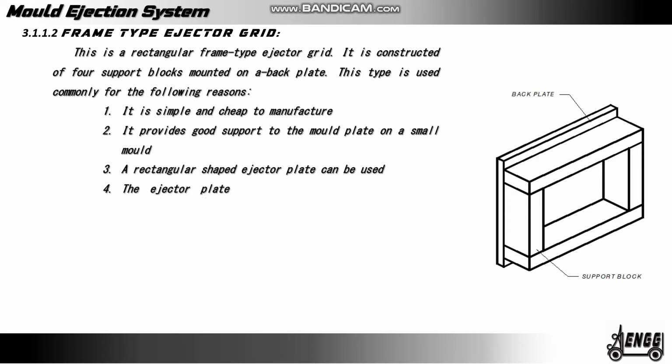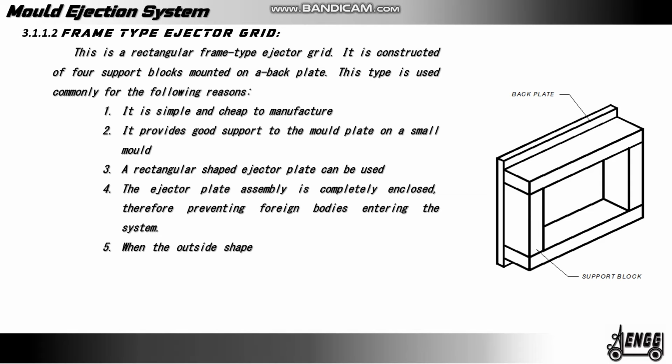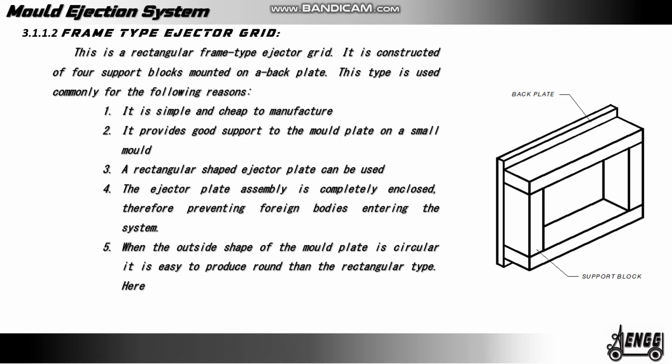4. The ejector plate assembly is completely enclosed, therefore preventing foreign bodies entering the system. 5. When the outside shape of the mold plate is circular, it is easier to produce a round grid than the rectangular type. Here also additional support is given by providing round blocks.